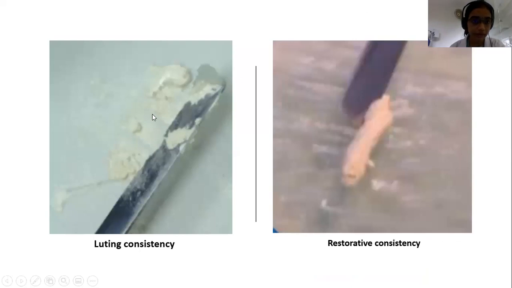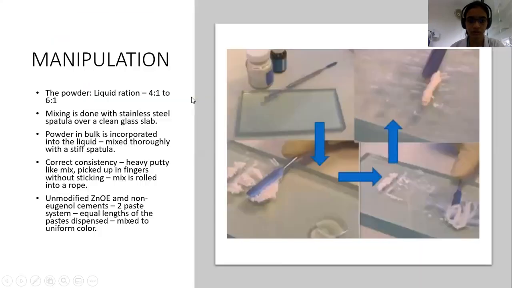It will be like a creamy consistency. It should not be runny, but the luting consistency should be like this. It should be creamy. With luting zinc oxide eugenol, you won't get string formation like with zinc polycarboxylate or glass ionomer cement. You won't get any string formation in the luting consistency of zinc oxide eugenol.